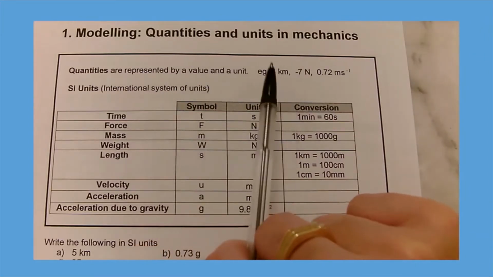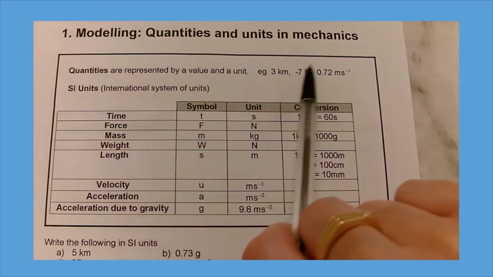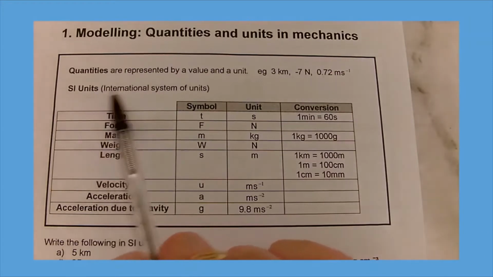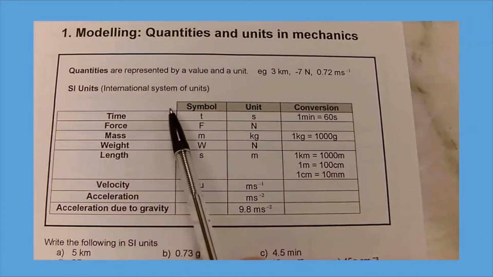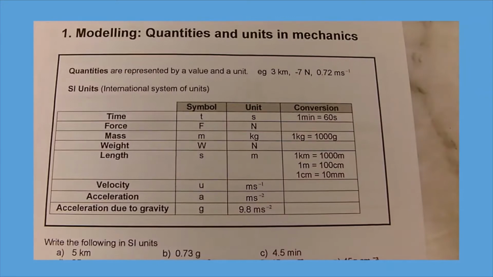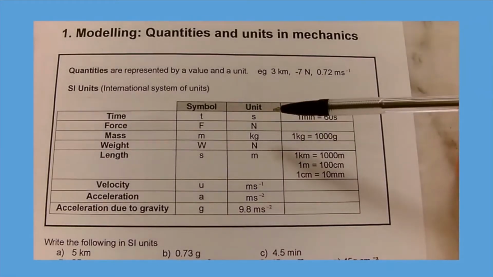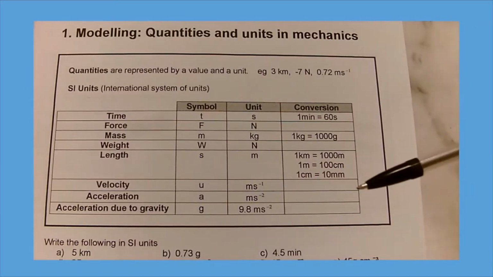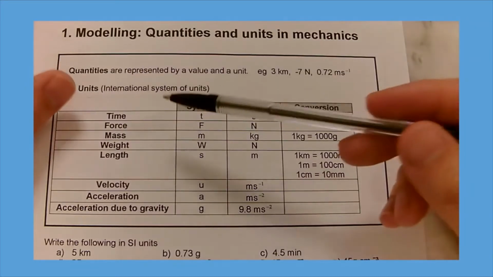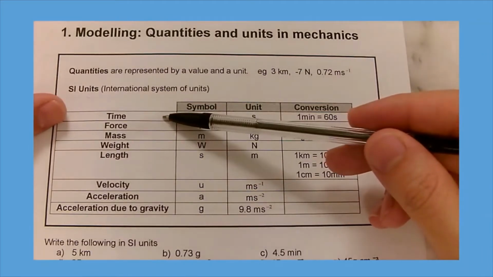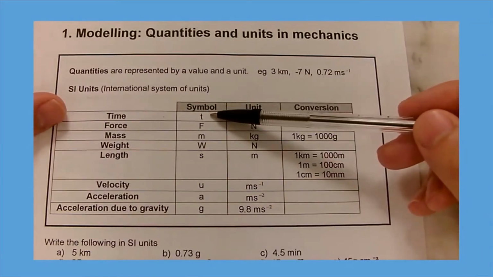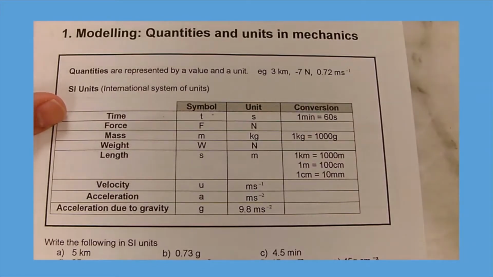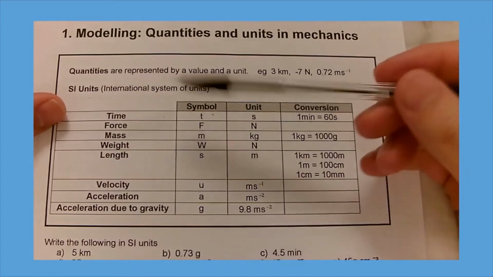So 3 kilometers, that's the value, that's a unit. -7 newtons, 0.72 meters per second. SI units is an international system of units. It's agreed on throughout the world to use these units to represent these concepts. So if we have the concept of time, the symbol given to that is normally a lowercase t, and the SI unit is seconds. So s, which represents seconds.